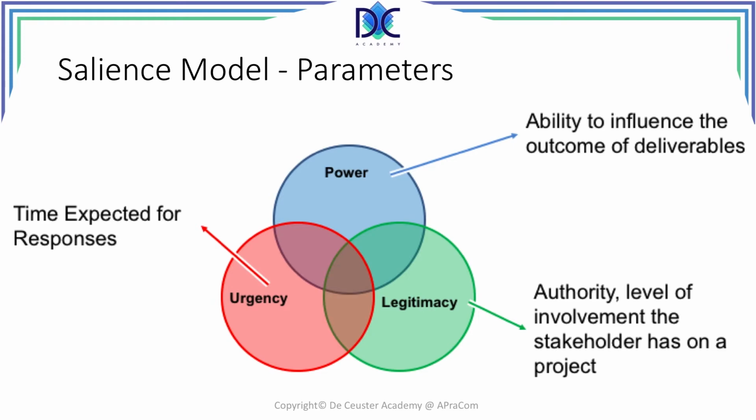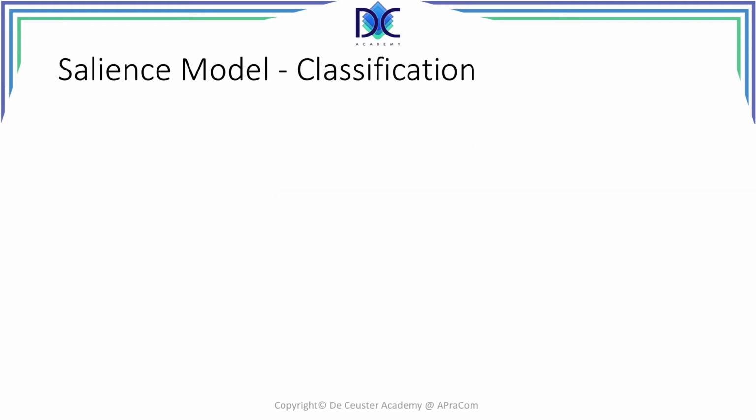This is typically represented in a Venn diagram. And we put the people in the different places, and then we identify how important those people are. But let's have a look at that closer on the next slide. Let's have a look at the salience model and look at the classification of the stakeholders.